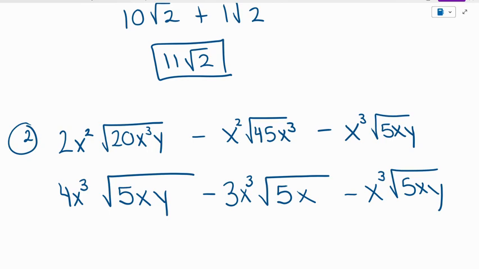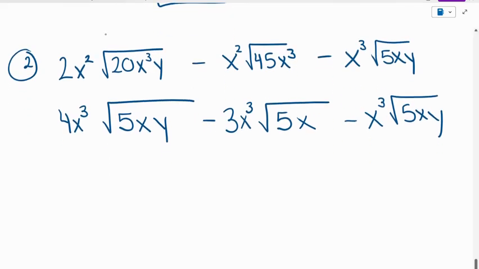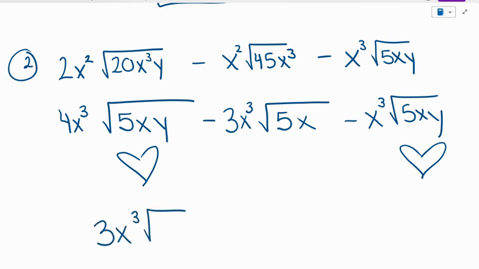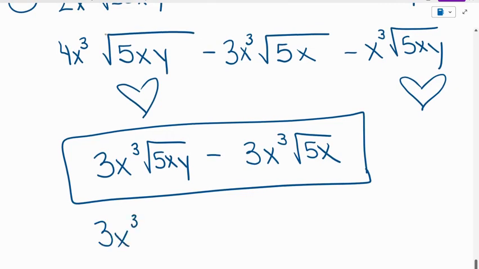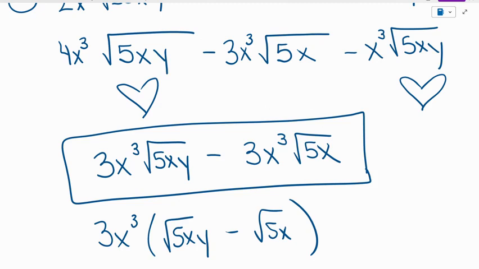So out of all three of these, what are the only two that I can add? The first and the last. So we have 4x cubed minus x cubed minus 1x cubed, which brings us to 3x cubed root 5xy minus 3x cubed root 5x. There is nothing else we can do here. Philip? So you're saying if you wanted to pull out a 3x cubed, then you'd be left with root 5xy minus root 5x. I would take it if you wrote it like that.